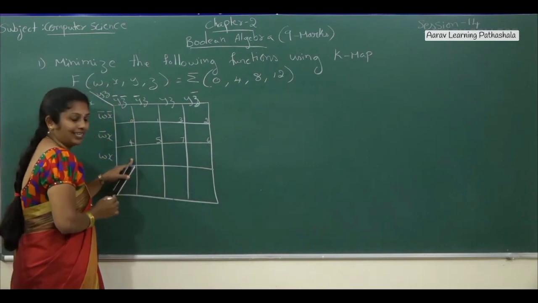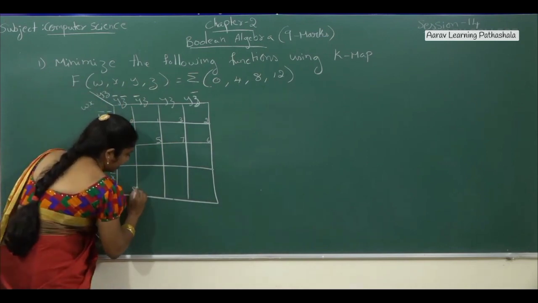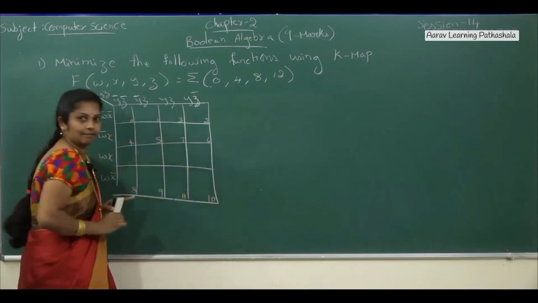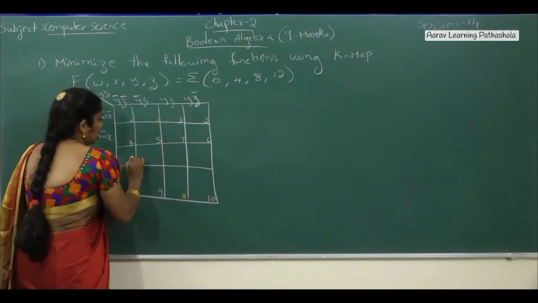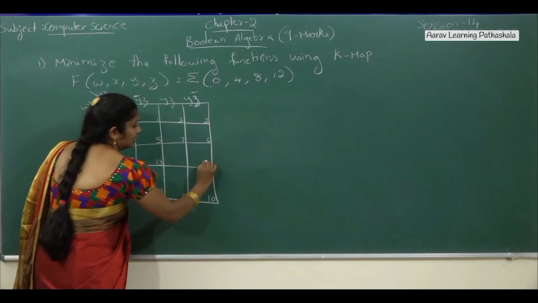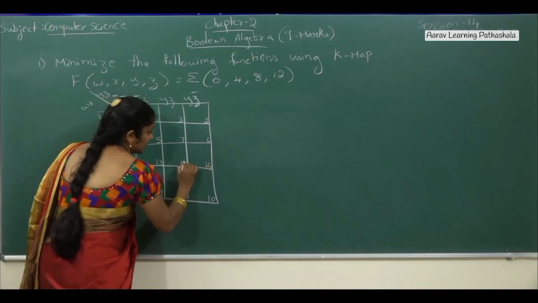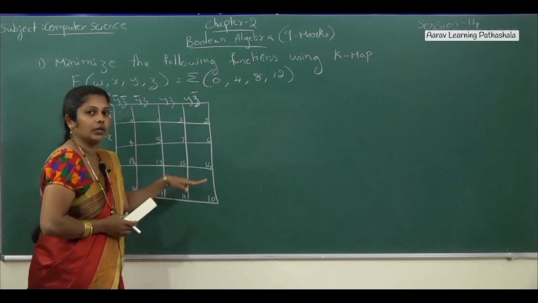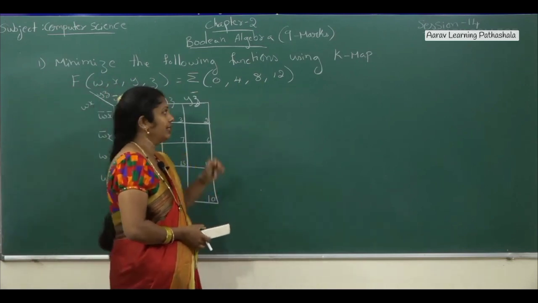Don't write 8 here. You have to take one single jump. 8, 9. Then here write down 10, 11. Next write down 12, 13, 14, 15. See here, whenever the third column as well as the third row comes, at that time it will take a single jump.